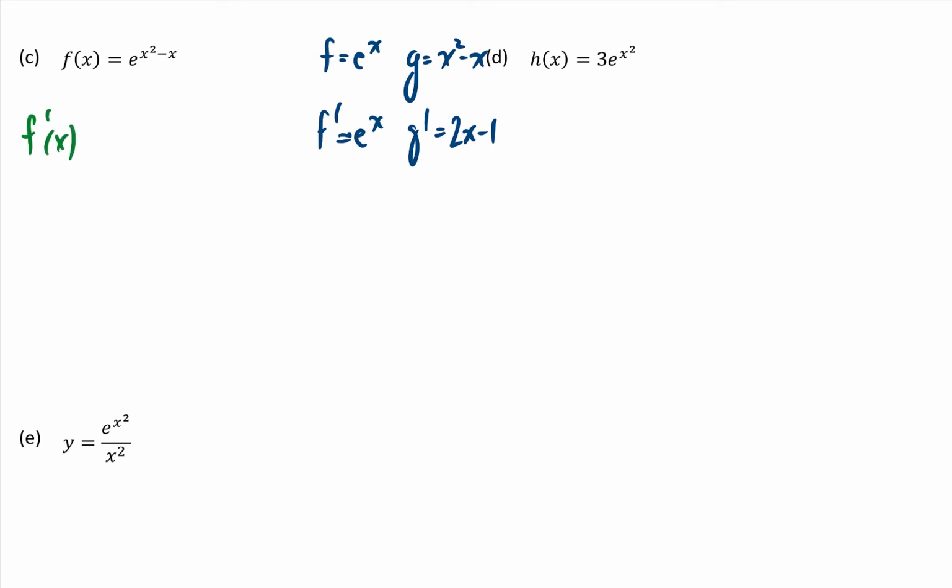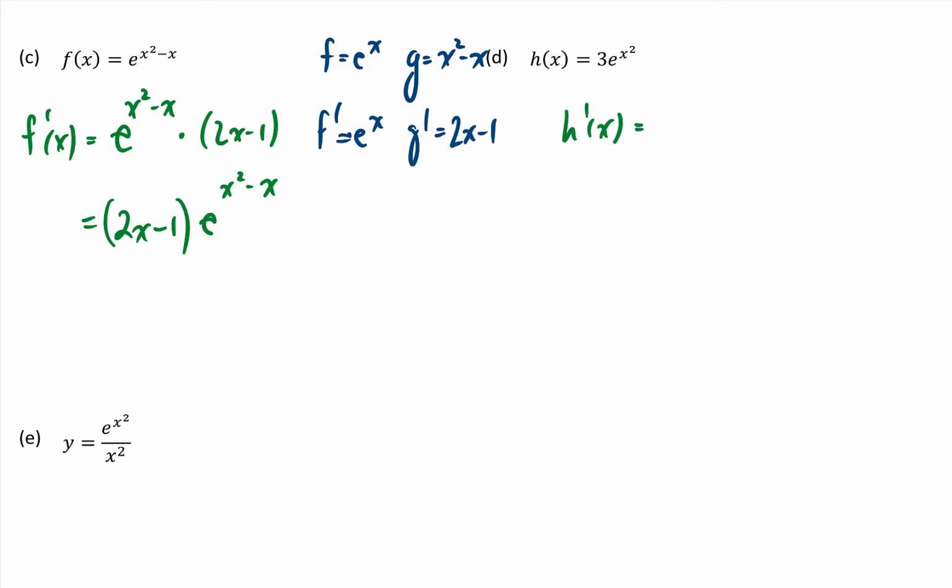So f prime of x will be equal to e to the x squared minus x, so that's f prime of g of x, times g prime, which is 2x minus 1. So this gives us 2x minus 1 e to the exponent of x squared minus x. And we're done.